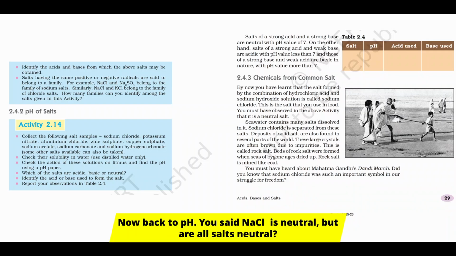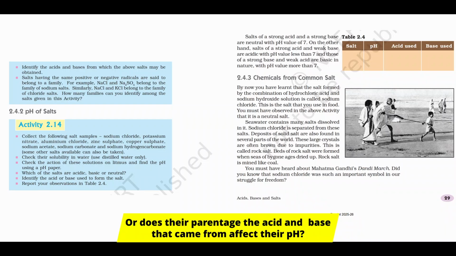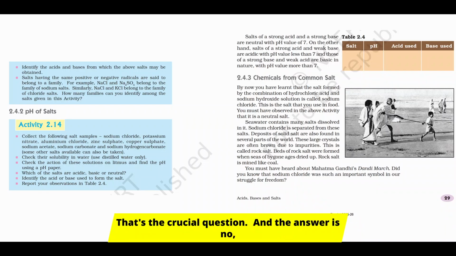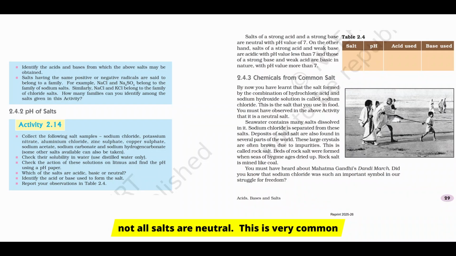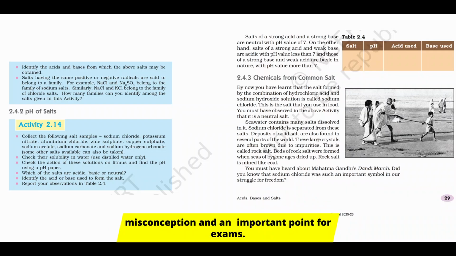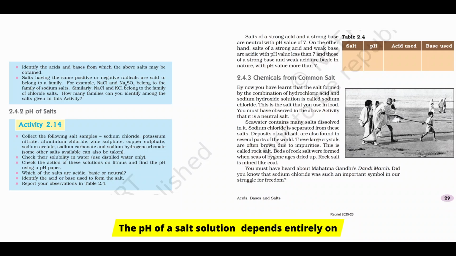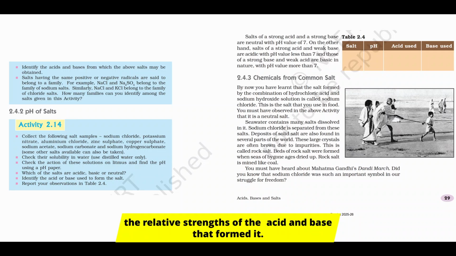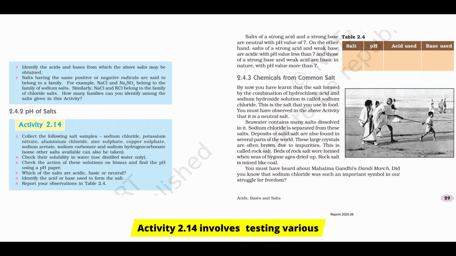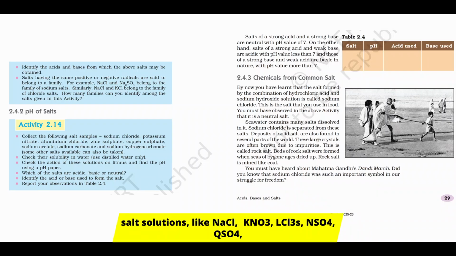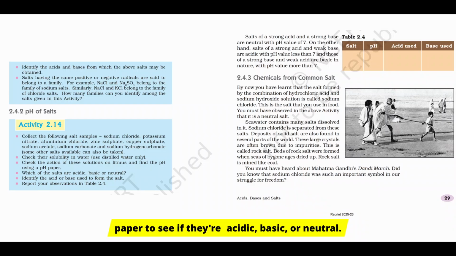Now back to pH. You said NaCl is neutral, but are all salts neutral? Or does their parentage, the acid and base they came from, affect their pH? That's the crucial question. And the answer is no, not all salts are neutral. This is a very common misconception and an important point for exams. The pH of a salt solution depends entirely on the relative strengths of the acid and base that formed it. Activity 2.14 involves testing various salt solutions like NaCl, KNO3, ZnSO4, CuSO4, CH3COONa, NaHCO3 with litmus or pH paper to see if they're acidic, basic, or neutral.